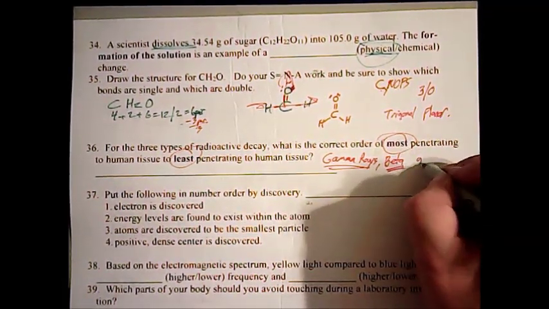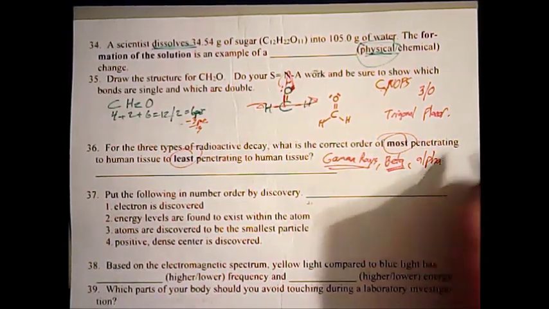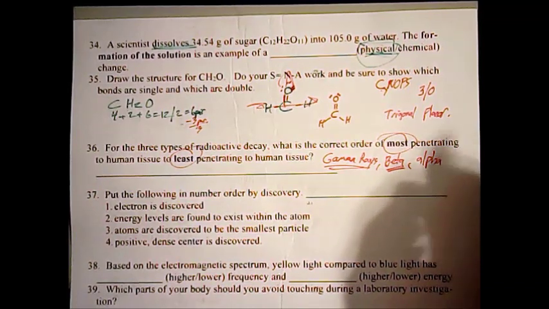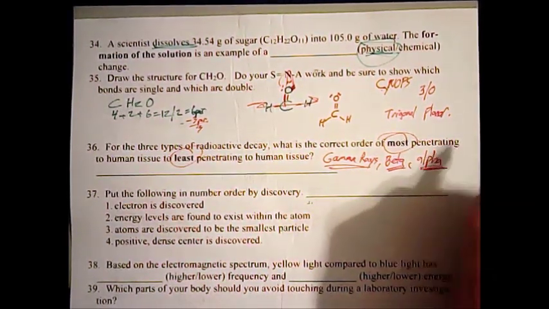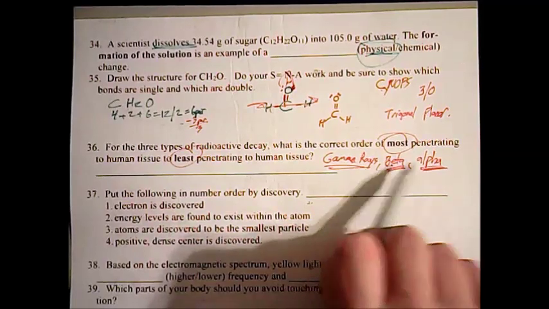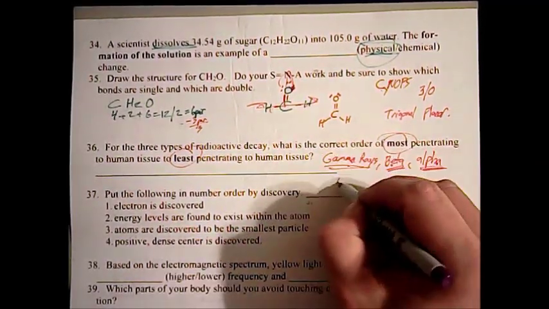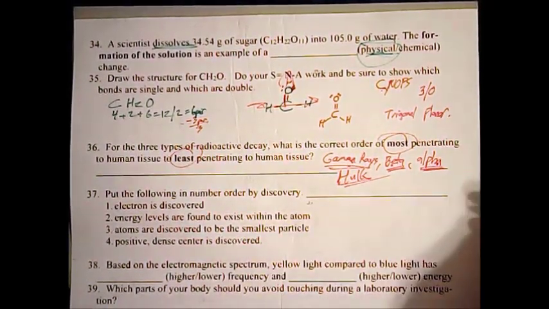And then the least penetrating are alpha particles. Because remember, alpha particles, once they pick an electron up or two from the atmosphere, they're just helium atoms, and helium really doesn't do as much harm. So alpha rays are actually the safest. So gamma, beta, alpha, from worst to least. Gamma rays, think Hulk, right? The Hulk, right?